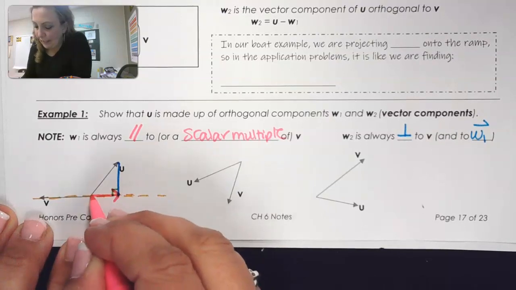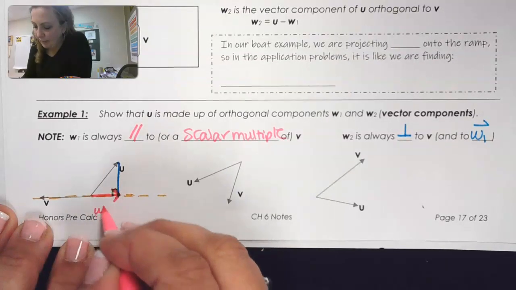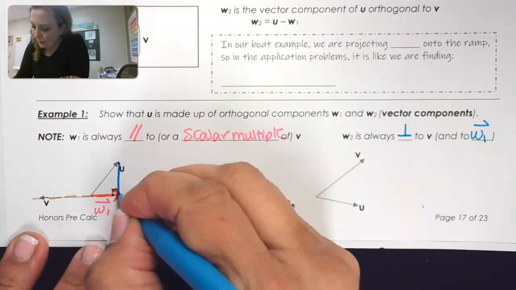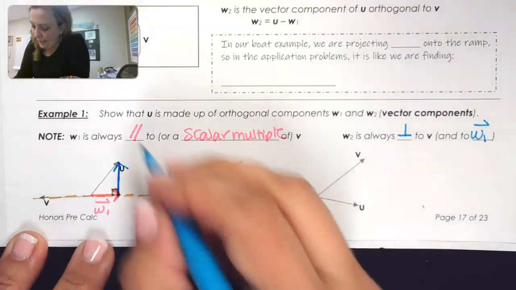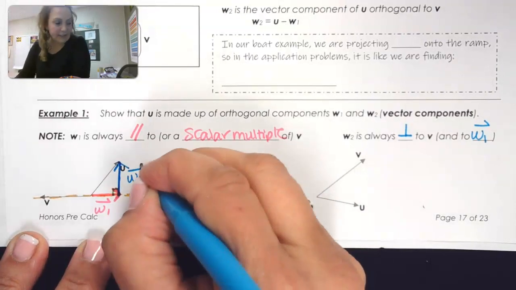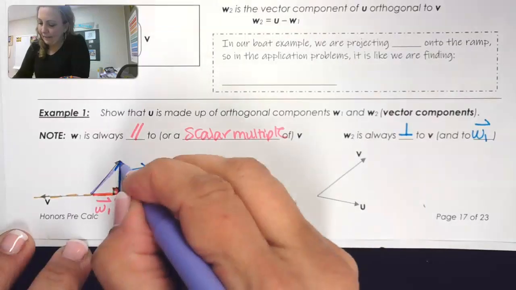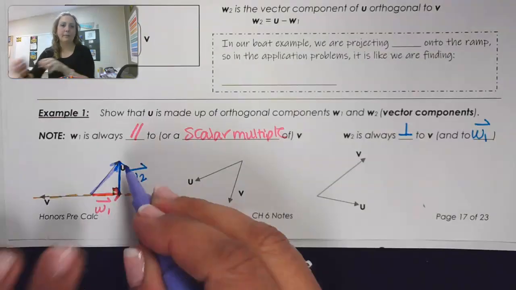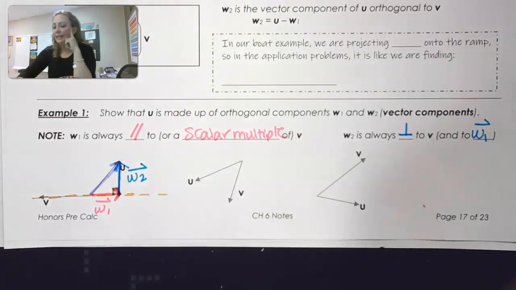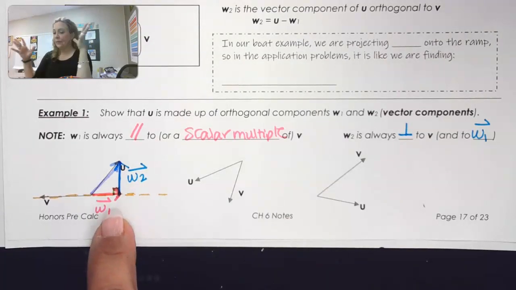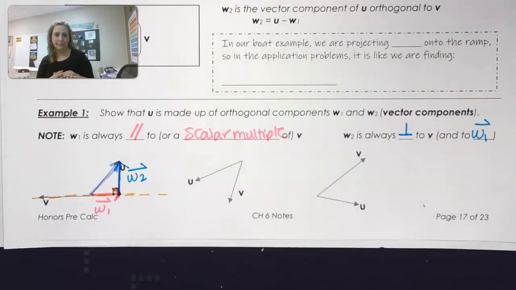I'm going to start at the beginning of U and go here to make W1. Then I would continue where W1 stopped and go up here to W2. And essentially that's what makes that vector U, W1 plus W2. So we're showing that they have these orthogonal components. Again, orthogonal meaning that they're perpendicular to each other, okay?